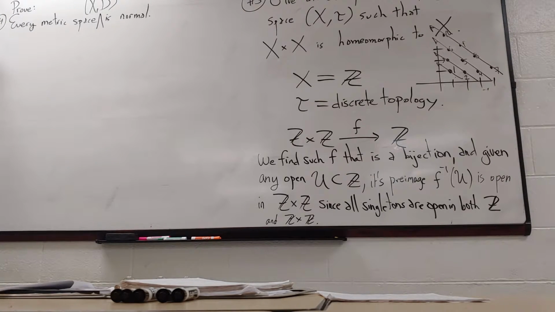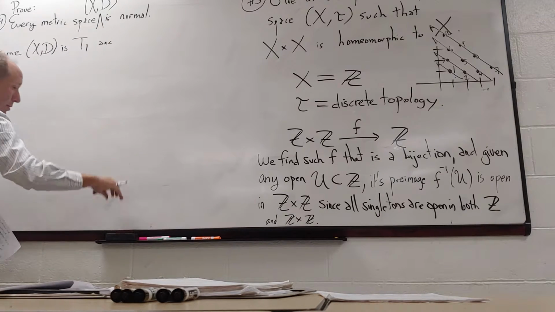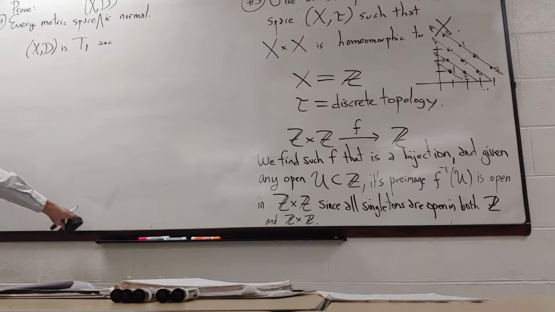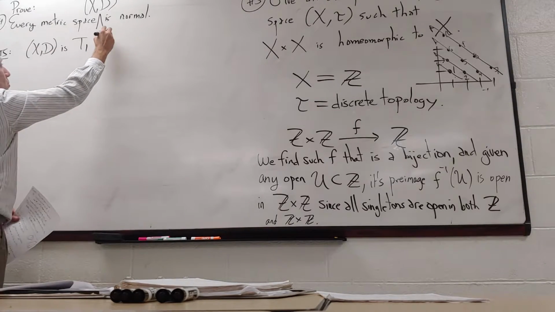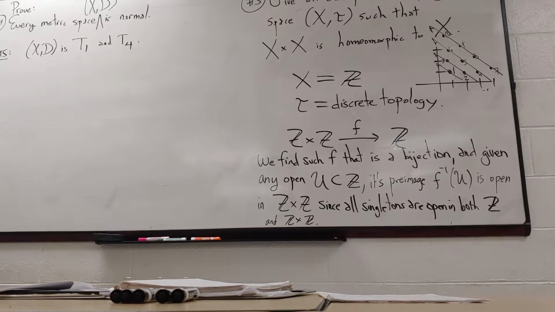T1 and T4. Right. So assume (X, d) is T1 and, sorry, we need to show it's T1 and T4. Yeah, we need to show that it's T1 and T4. Then we're done. Okay, this is what we need to show.